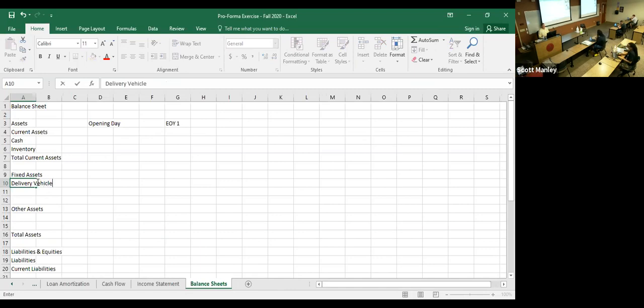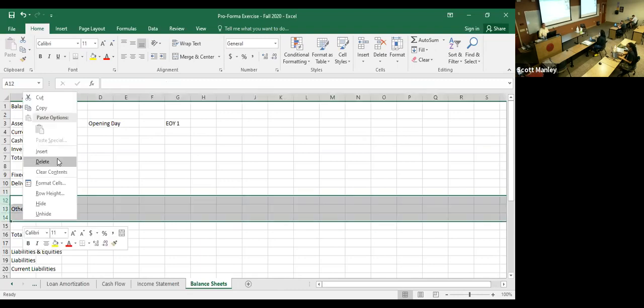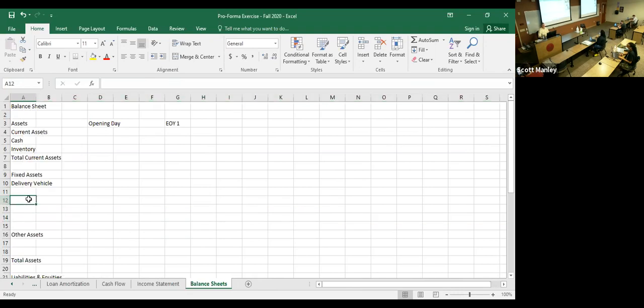So on my balance sheet, what kind of fixed assets do I need? Delivery vehicle. Okay, I'm gonna skip a line. In fact, I'm gonna put in some more lines. Okay, I'm gonna skip a line. Remember, I called furniture, fixtures, and equipment F, F, and E. I'm gonna skip another line. And I'm going to put in net fixed assets.